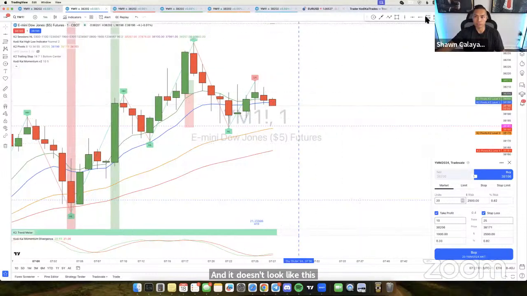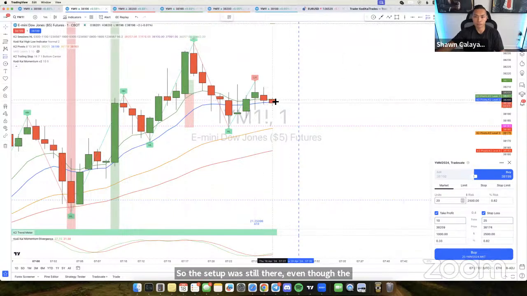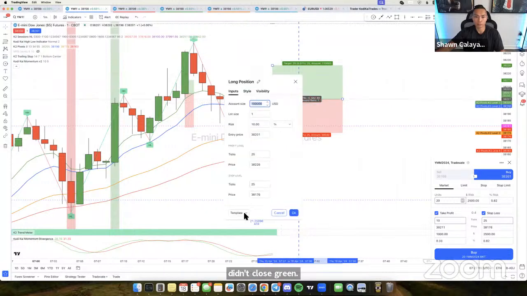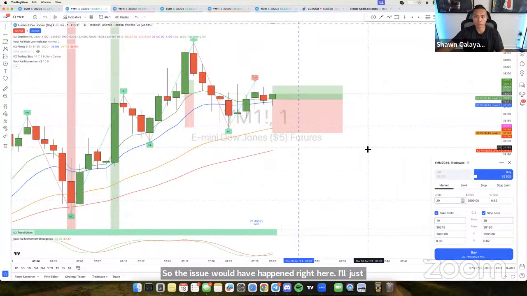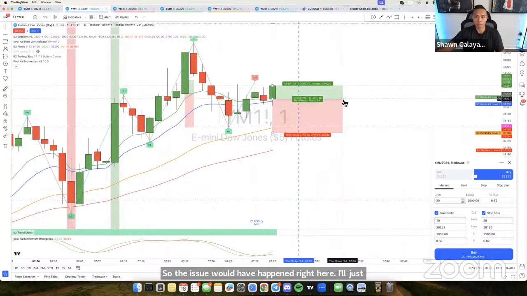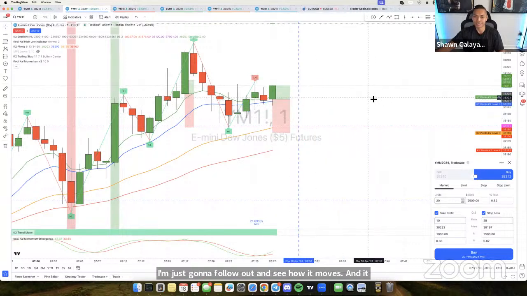Oh, it was actually still a setup. So the setup was still there, even though the candle didn't close green. So the entry would have happened right here. I'm not taking this trade, guys. I'm just going to follow it. I want to see how it moves. And it looks like it hit TP there. Fuck. It's all good. It was that news.